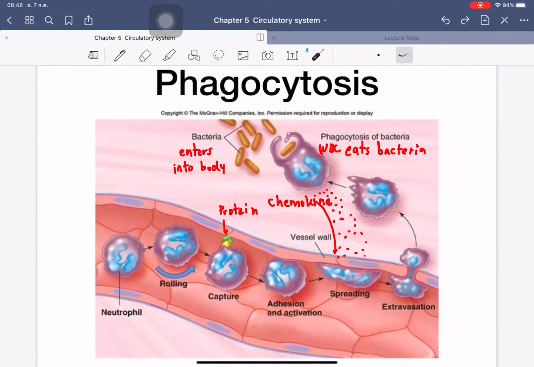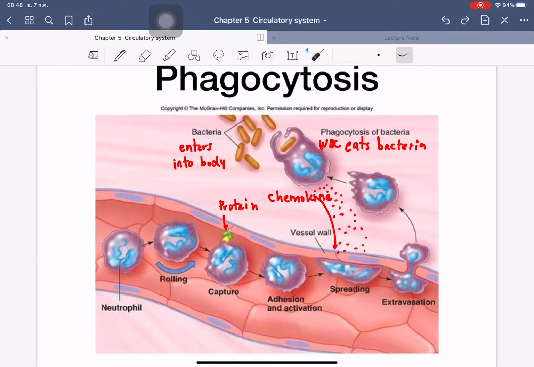And this is the process of phagocytosis. First step, you have the neutrophil. The neutrophil is inside the blood vessels, and it gets rolling and attached to the surface by proteins. After that the cell adheres to the surface, becomes flattened and spreads like this, and enters into the tissue, passing through the walls of the blood vessels. They move toward the bacteria because the bacteria produce some chemicals.